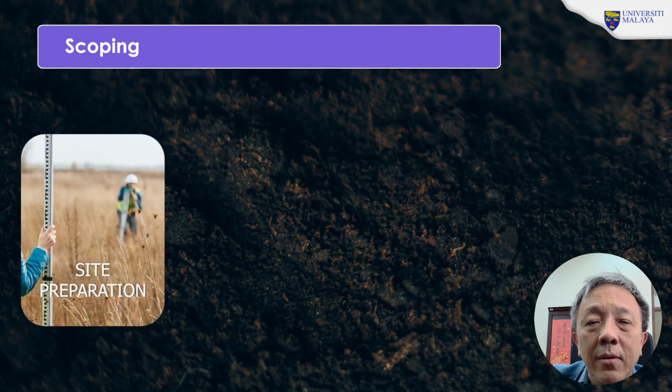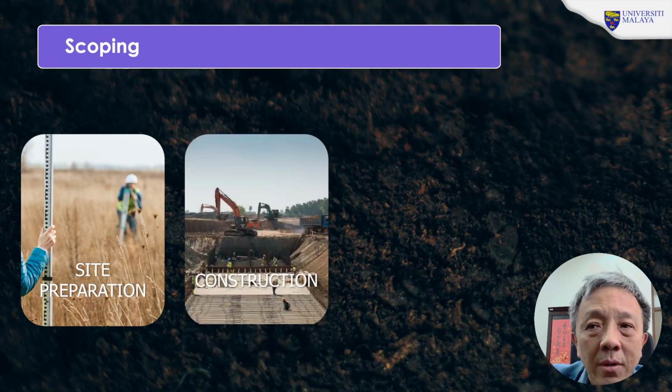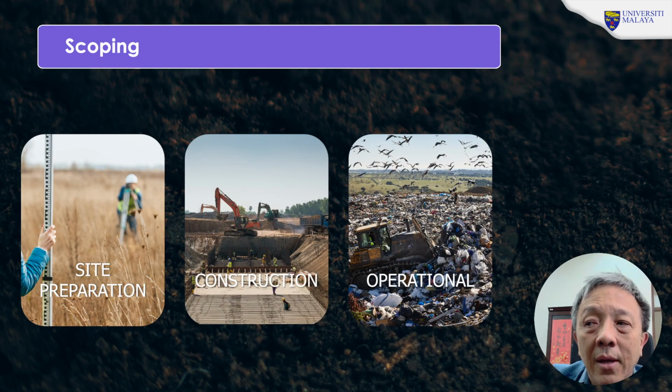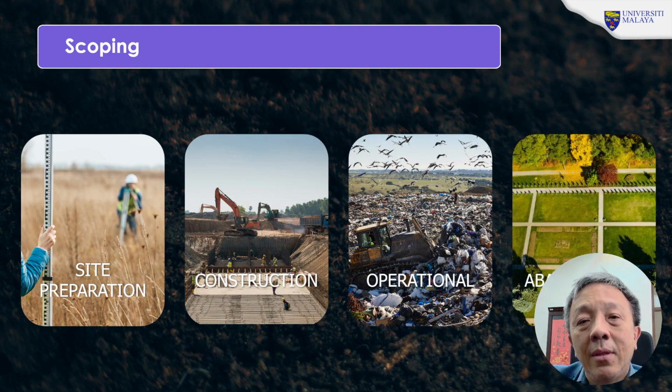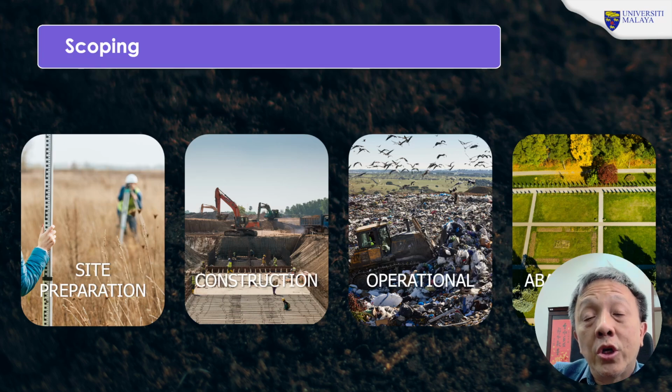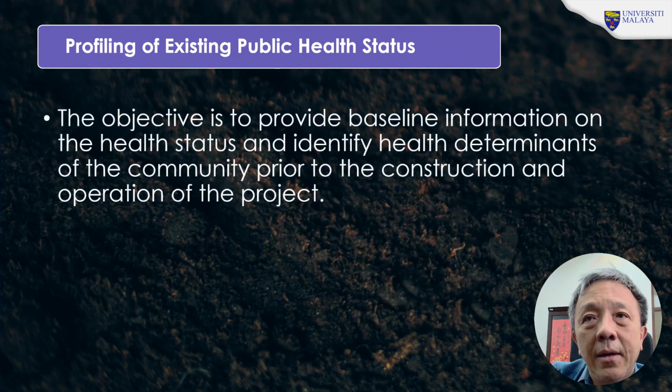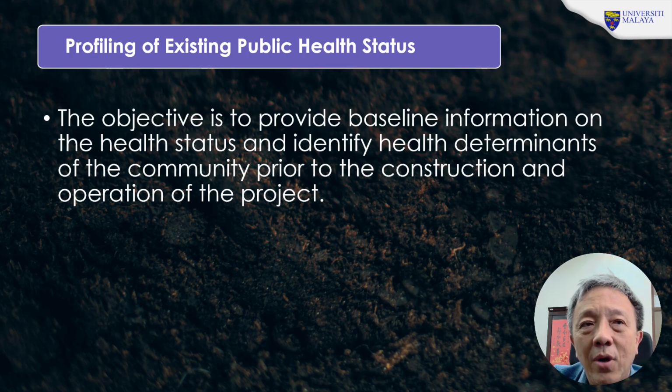We will look at the needs for HIA from site preparation, construction, operation, and abandonment. Profiling establishes the health status of the communities before a project begins. The objective is to provide baseline information on the health status and identify health determinants of the communities prior to the construction and operation of the project.